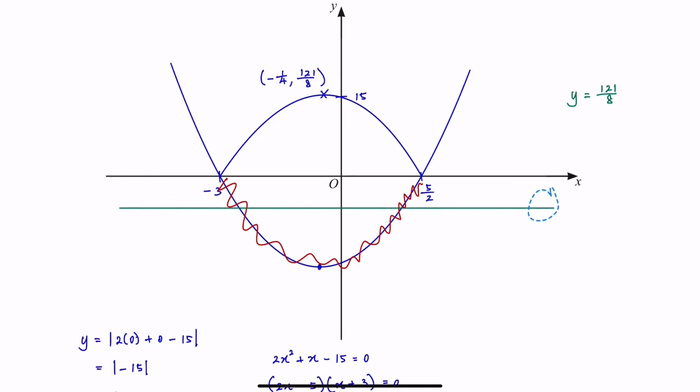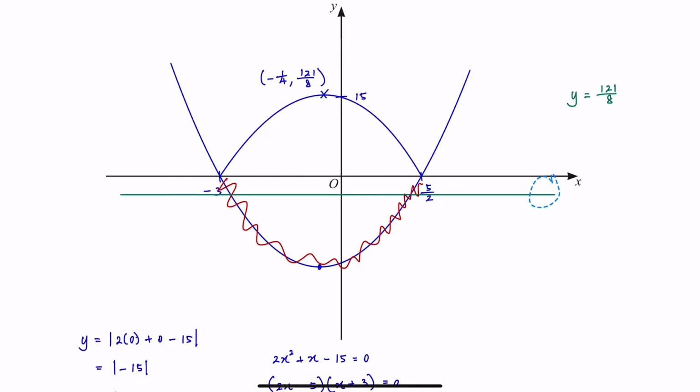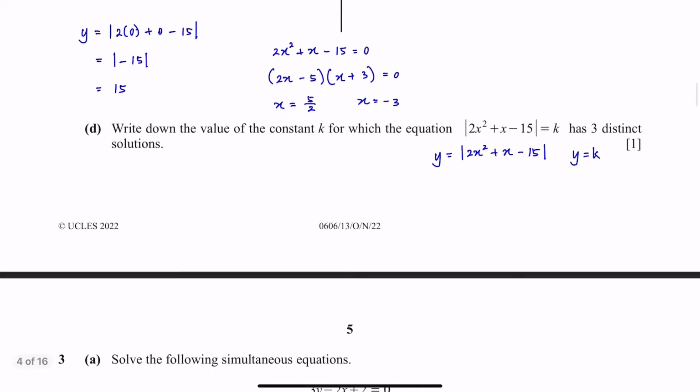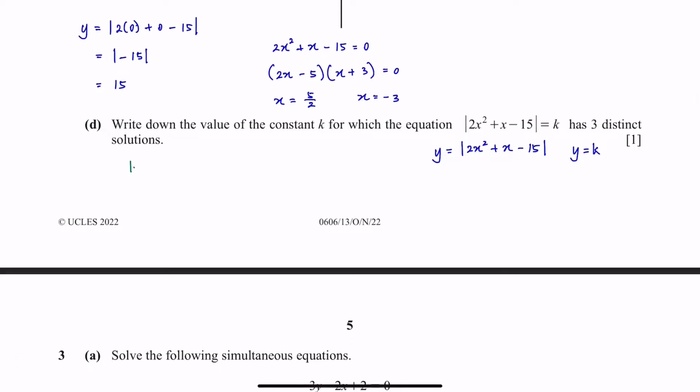When it goes below the x-axis, there are no intersection points. This part of the graph is already erased, so it's no longer here. So we will have no intersection points. So we can see that y equals 1 1/8 is the only solution. So we have k equals 1 1/8.